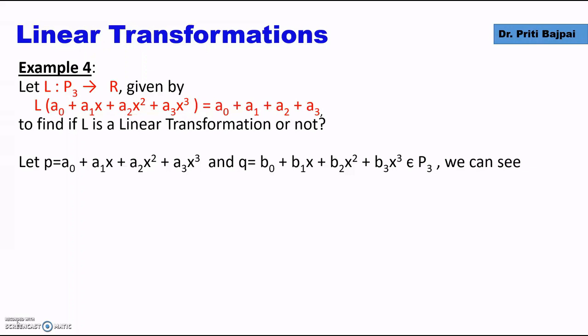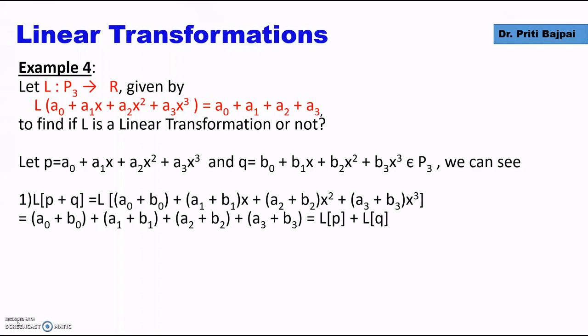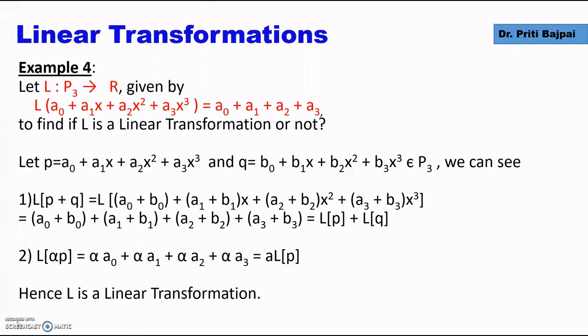What if we have a mapping from P3 to R, that is from the vector space of polynomials of degree less than or equal to 3, and when the rule is applied, it changes this polynomial to a point from R, or it changes it into a real number. Now, to check whether this is a linear transformation or not, we'll again start by taking two polynomials from our P3, let them be P and Q. If we add these two polynomials and we apply the rule L, we see that LP plus LQ is what we get on the right hand side. Same way, when L is applied on alpha P, it gives us alpha times LP. So this transformation, this mapping L, is in fact a linear transformation.